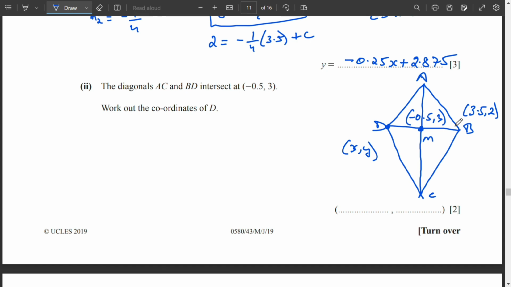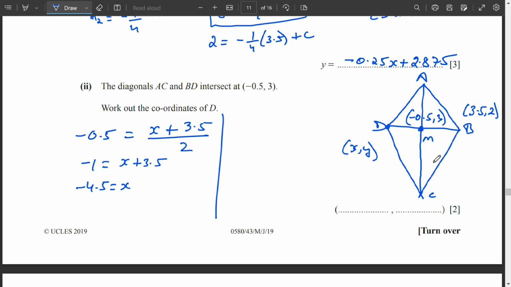Now using the midpoint formula, the x coordinate of M is -0.5, so -0.5 equals x plus 3.5, over 2. You cross multiply, -0.5 times 2 is -1. So -1 equals x plus 3.5. You take 3.5 to that side, that will become negative. So -1 minus 3.5 is -4.5, that equals x. Now to calculate y, I'll put a line over here.